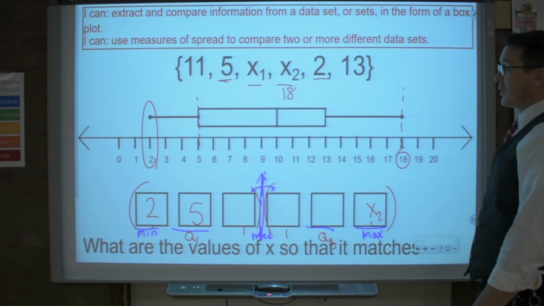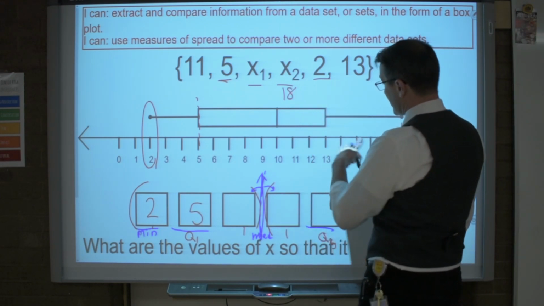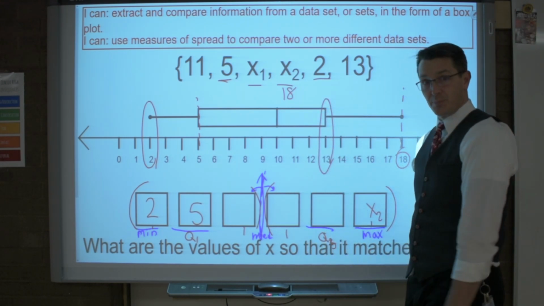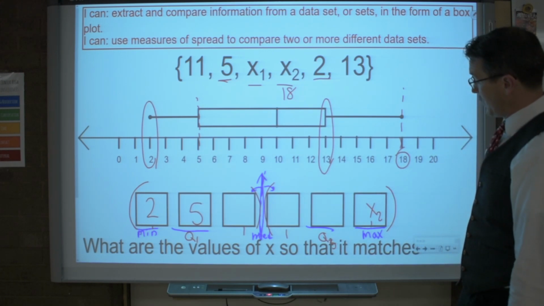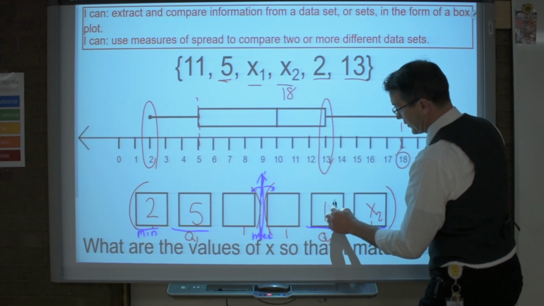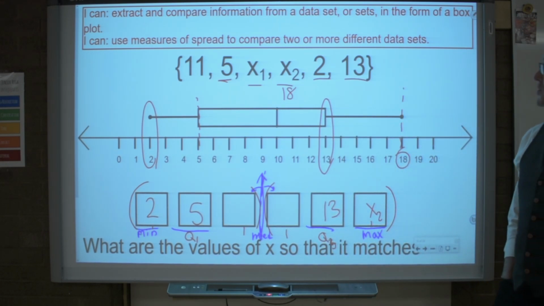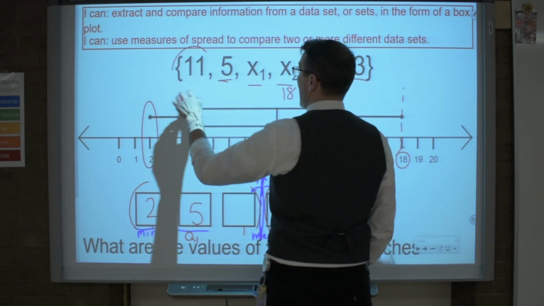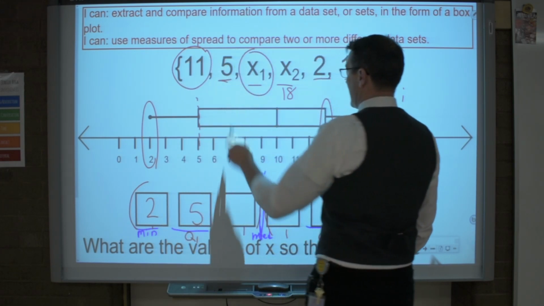And now I can go and say, okay, my upper quartile looks like it needs to be 13. So if I put a 13 here, do I have a 13? I do, so I can put a 13 here. And now I'm down to 2 numbers. I have an 11 that I haven't used, and I have an x1 I haven't used.